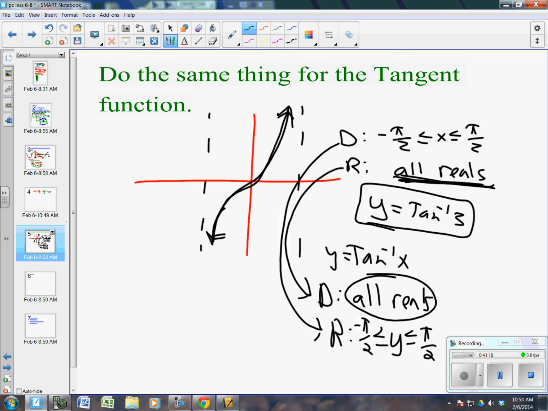So when we switch the domain and range, the domain of this one can be all real numbers. You can put any number in for a tangent inverse. But your answer is going to be what? Between negative pi halves and positive pi halves. You got that? Okay, so your answer is going to be between those.